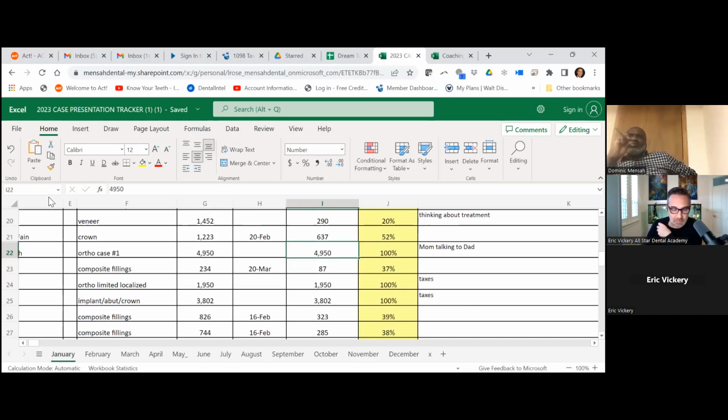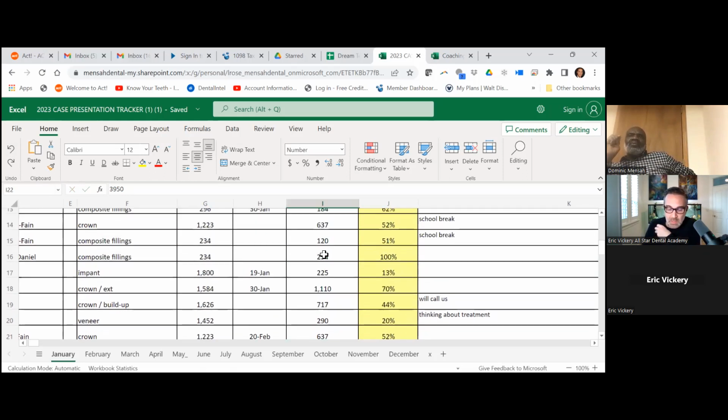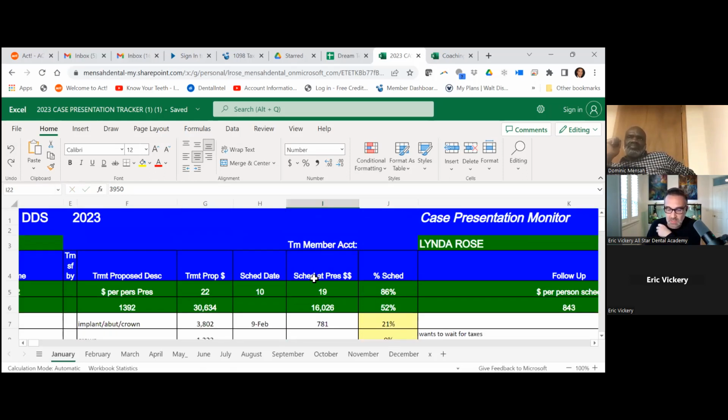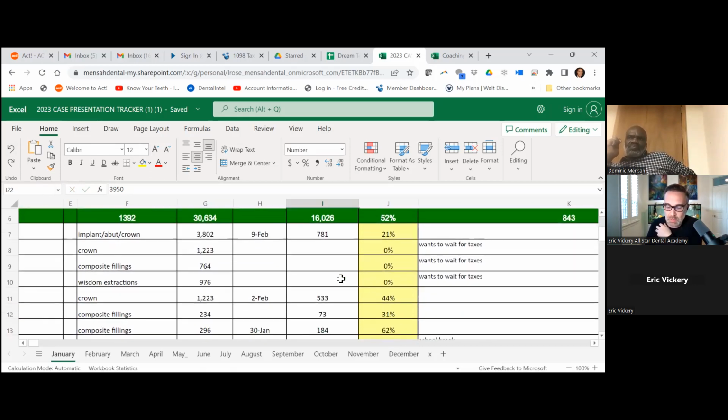So I think she's talking about her patient paying. Yeah, no, it's the total 3950, the amount of money that we're going to get. This is a dollar amount scheduled at the time we present. I'm assuming we'll collect the money later.